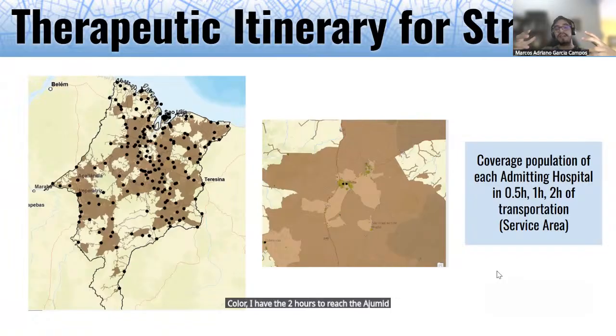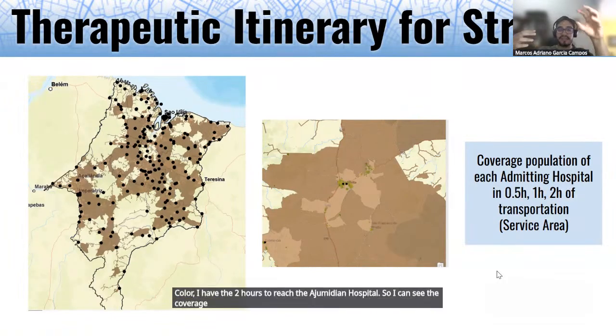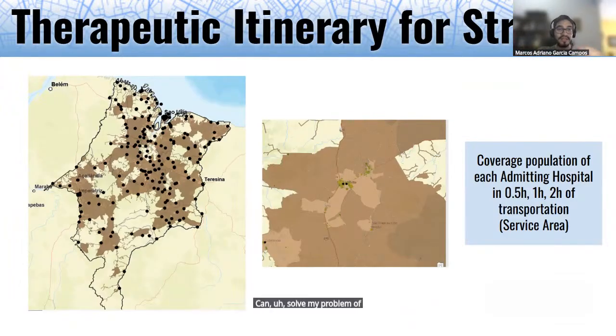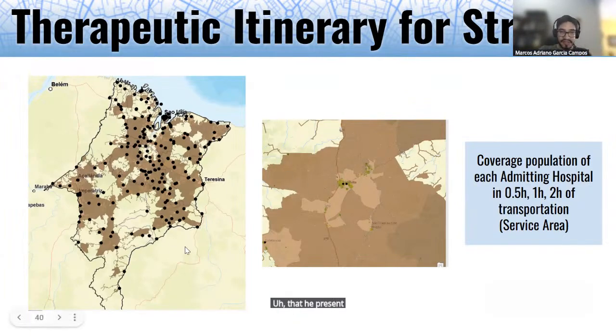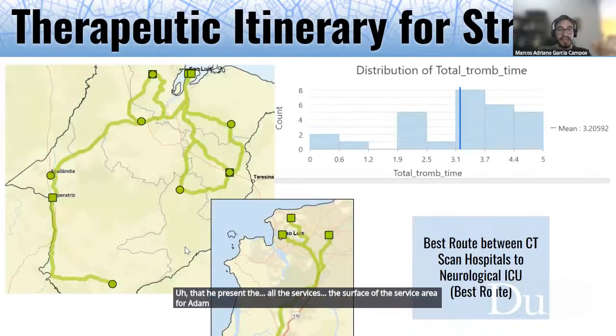So I can see the coverage population, if that service to admit in the hospital can solve my problem of dislocation, or I need more hospitals. I don't know. That represents all the surface of the service area for admitted hospital.